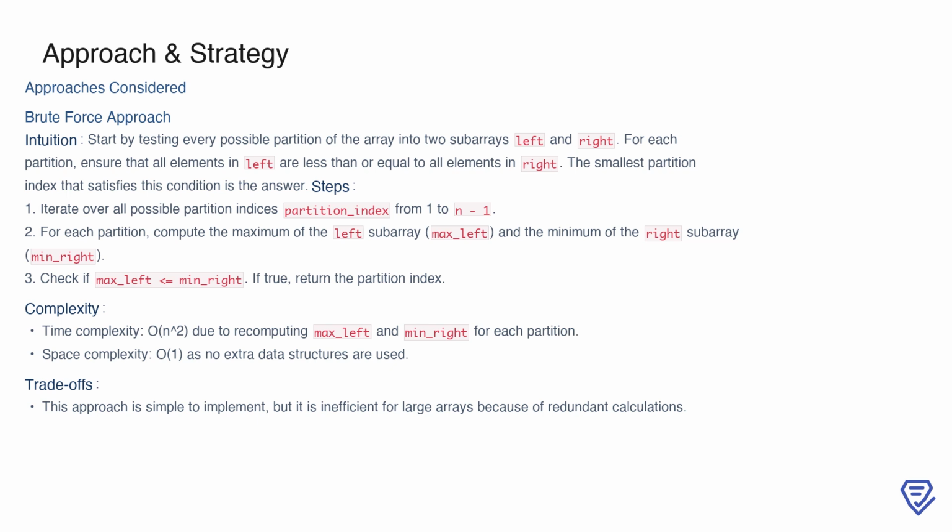The process involves iterating through all possible partition points, computing the maximum value of the left subarray and the minimum value of the right subarray for each split, and then checking if the condition holds. While simple to implement, this method is computationally expensive, as we repeatedly calculate the maximum and minimum values for overlapping subarrays, leading to a time complexity of O(n^2). This inefficiency makes it unsuitable for handling large arrays, despite its intuitive nature.